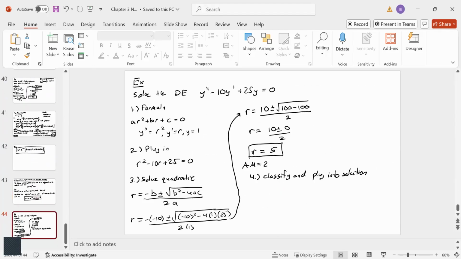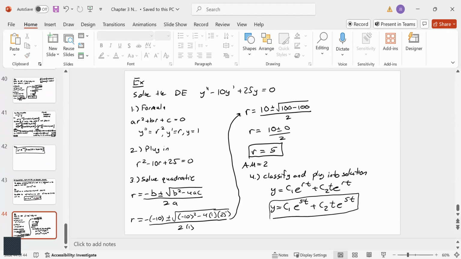So for this, we have y equal to C1 e to the rt plus C2 t e to the rt, don't forget the t. So then y is equal to C1 e to the 5t plus C2 t e to the 5t, like that.